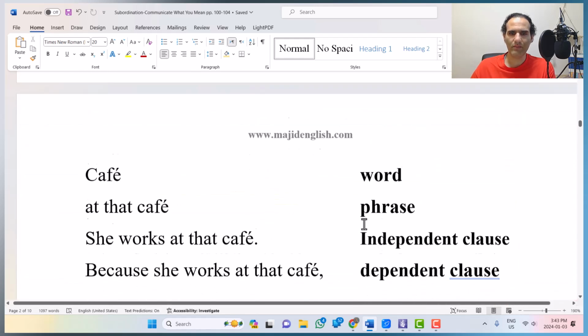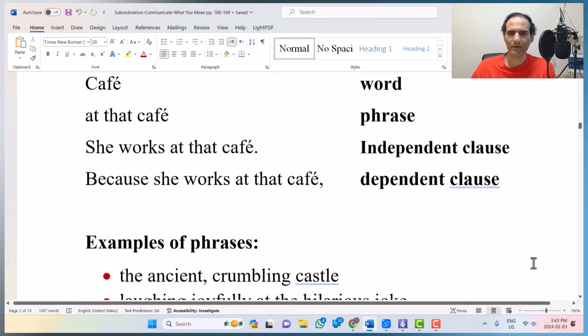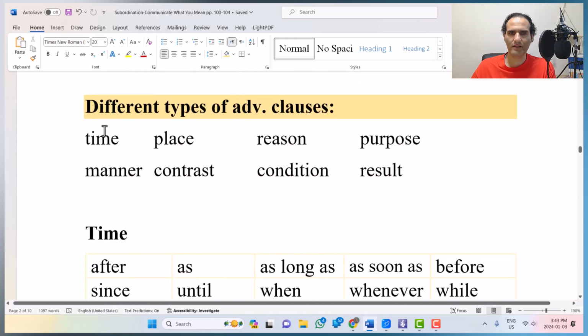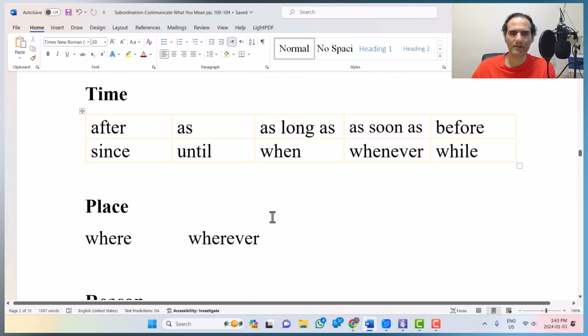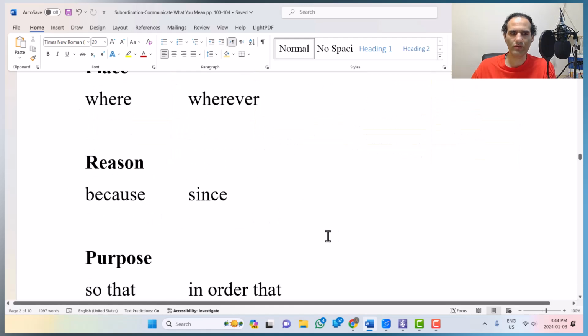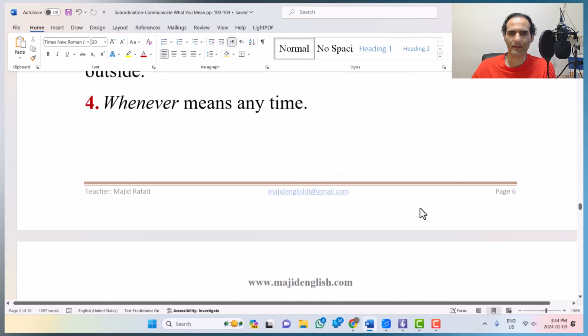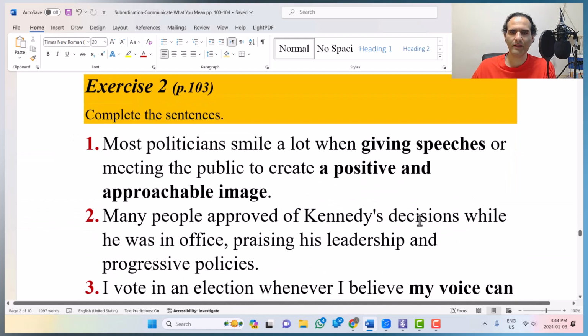Here are some examples of both of them. And this frame is very beautiful. I recommend you pause the video here and have a screenshot of this part. Examples of phrases, examples of dependent clauses, different types of adverb clauses that we talked about. But today we just covered adverb clauses of time, adverb clauses of place. Next session we will go to reason. And here we had some exercises on late President John F. Kennedy, and this one with the sentences that we filled.